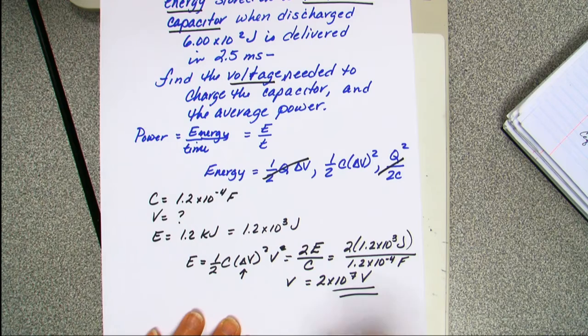That's 2 to the 7th. I didn't take the square root. That's V squared. So that actually is going to end up being 4472 volts, because that's voltage squared.